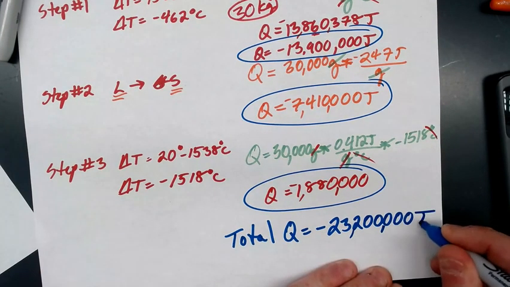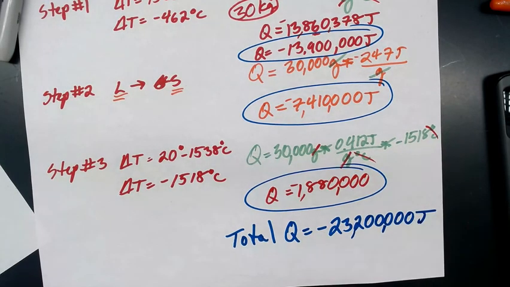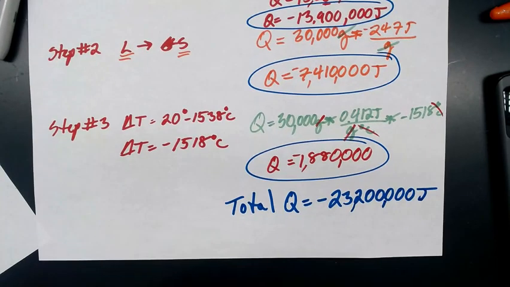That is the energy needed to take our molten steel at 2000 degrees Celsius, and I've got 30,000 grams of that, all the way down to solid steel that's 20 degrees Celsius. So there is my total right there. Hopefully that helps and makes sense.